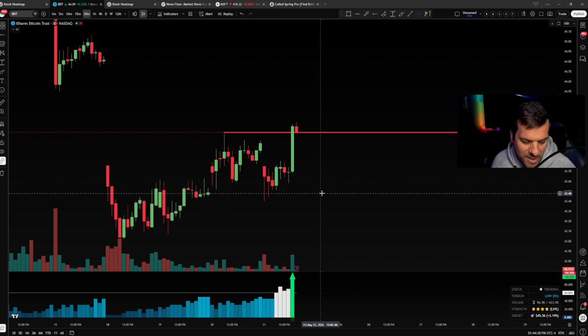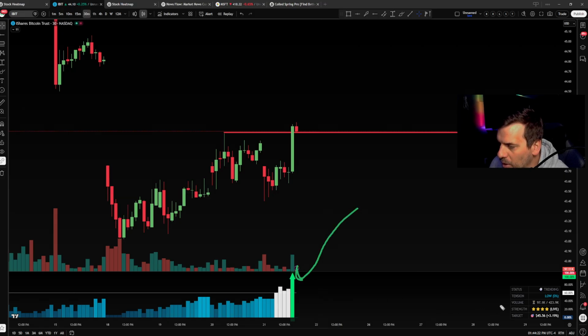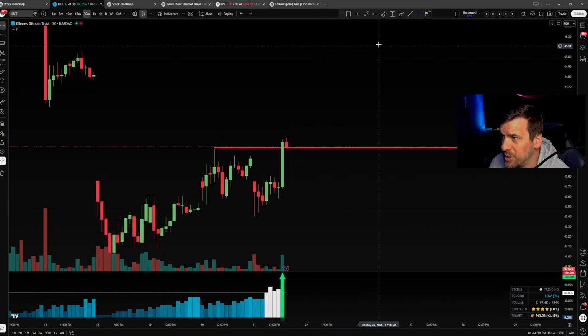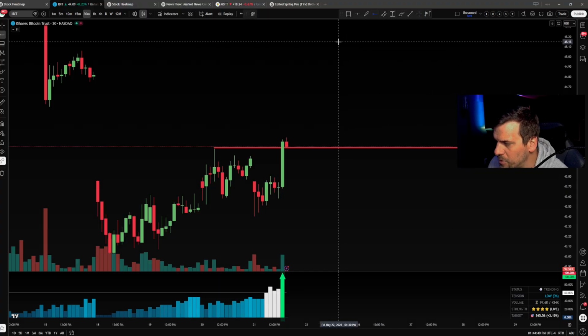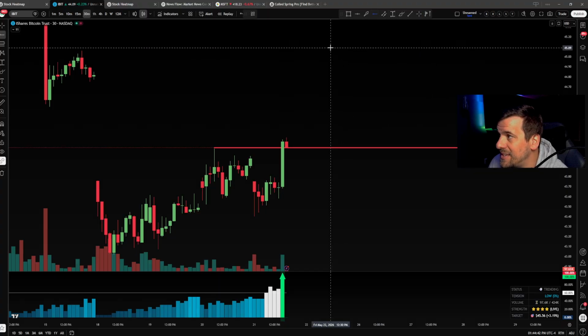And I think the secret sauce to this is this tool down here. This Coiled Spring Pro not only gives you some great volume entries, but it also gives you a star system, which is 2 to 5. So there are some great looking trades there. And then it also gives you a nice looking target. This particular target is going to be all the way up to 45.56.